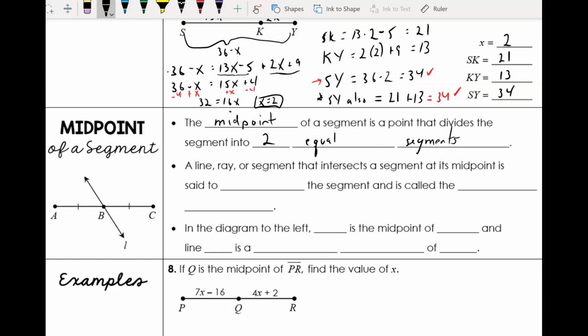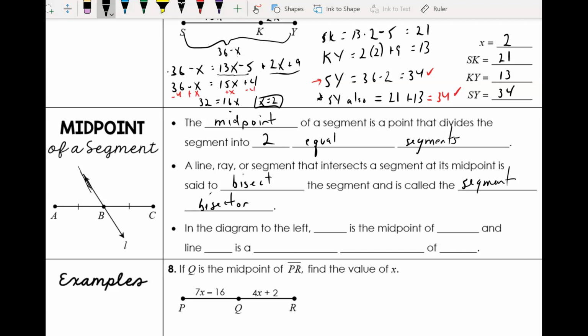A line or ray, like this line right here, that intersects a segment at its midpoint is said to bisect. Bisect is a very important term. It's going to come up a lot. It means cut in half. It doesn't just mean cut it somewhere. It means cut it right in the middle. So the segment, or the line in this case, that does the bisecting is called the segment bisector. It's the segment that's being bisected that gets cut. So the thing that cuts it is a segment bisector. It cuts it in half.